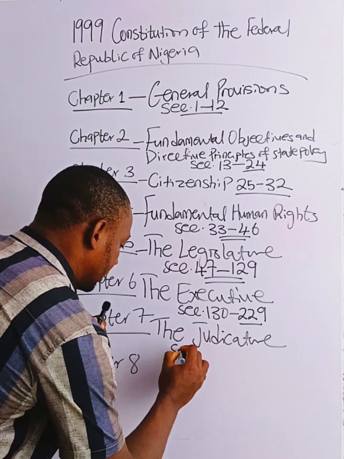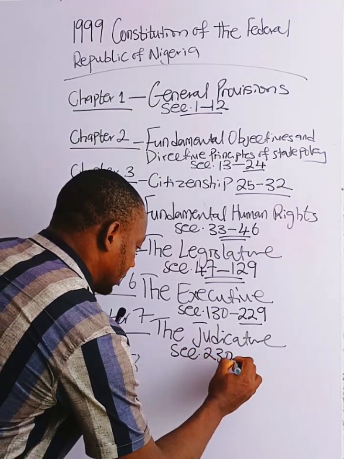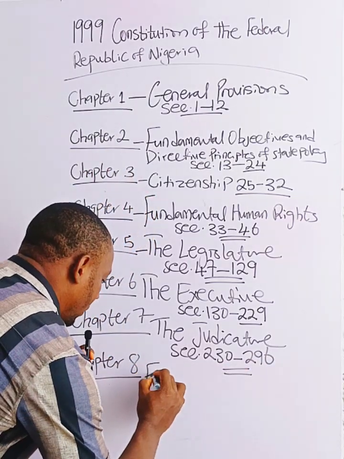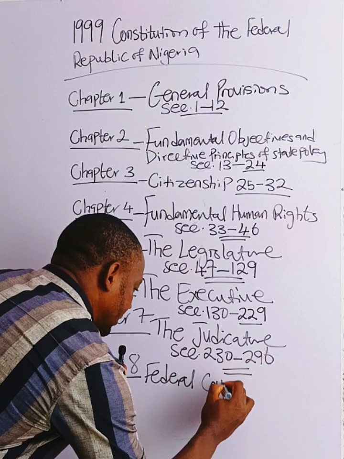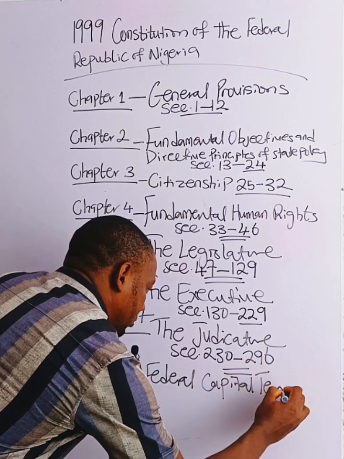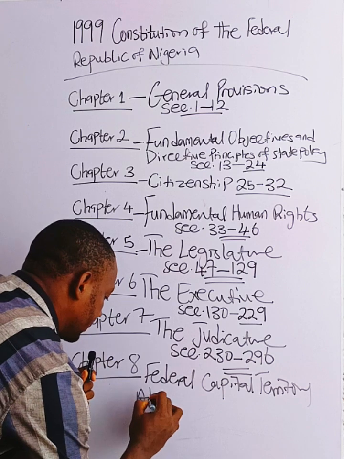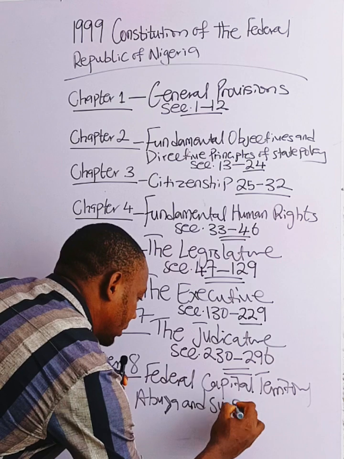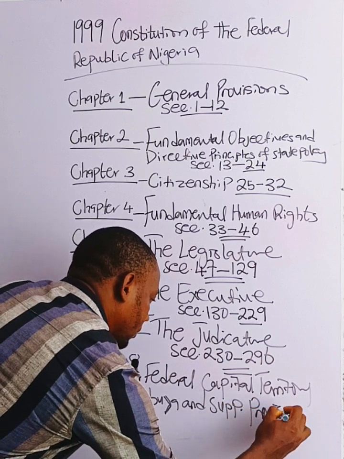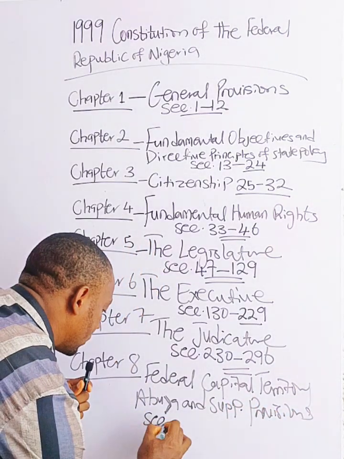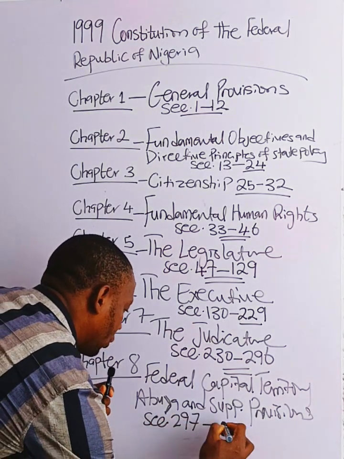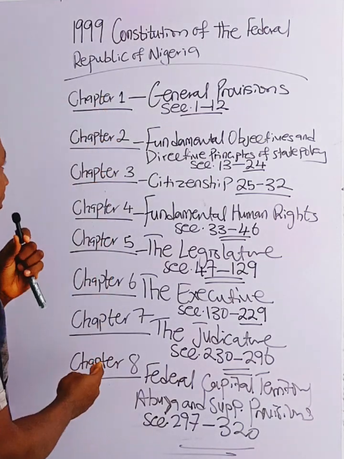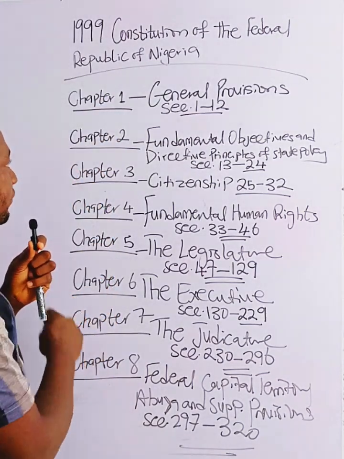Chapter 7 talks about the judicature. That is between section 230 to 296. Chapter 8 talks about the Federal Capital Territory, Abuja, and supplementary provisions. That is between section 297 to 320. All right. These are the chapters of the 1999 Constitution of the Federal Republic of Nigeria.